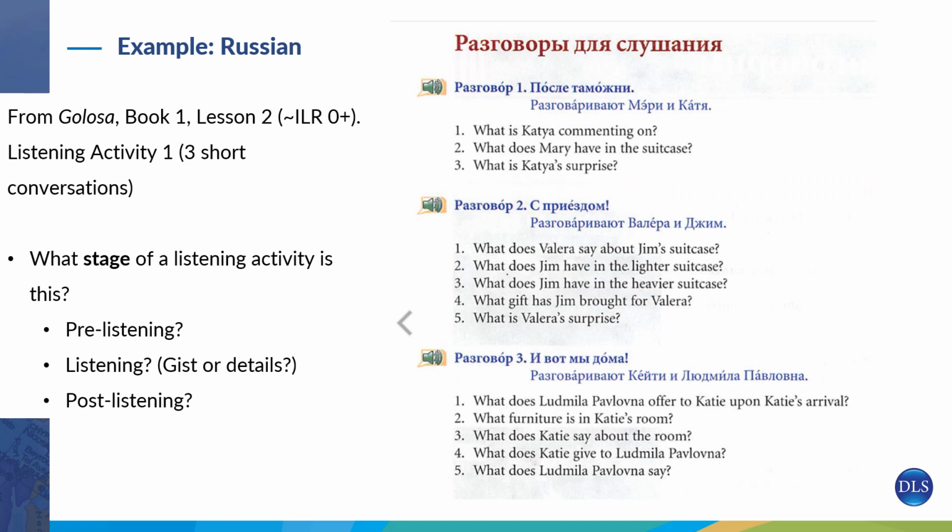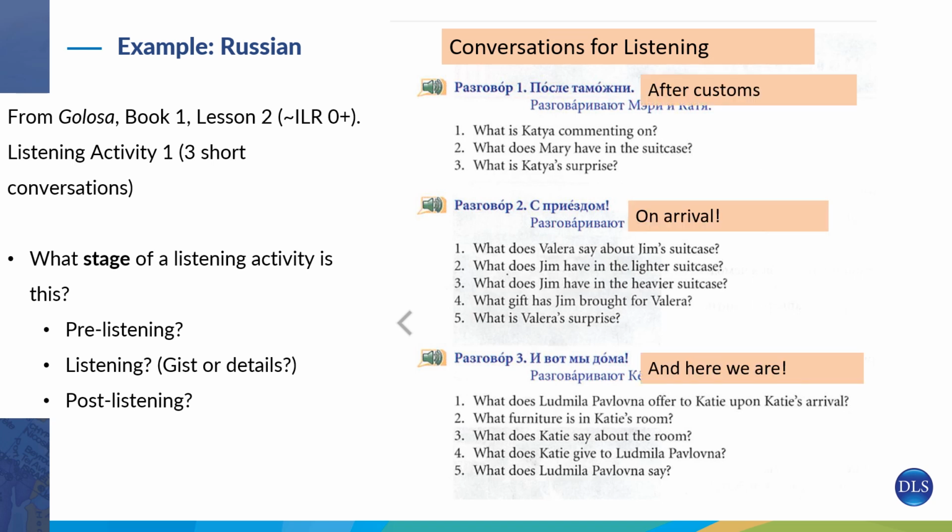Next, let's look at an example from a Russian textbook. So this is from Golosa, Book 1. And here, the students need to listen to 3 short conversations. So we can see some translations here. So we can see from the translations that it looks like these are 3 conversations when someone is coming from the airport, going through customs, and then arriving somewhere.